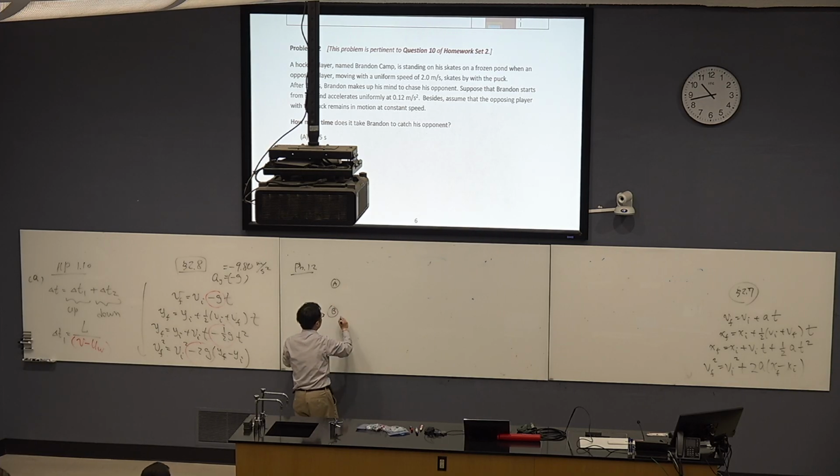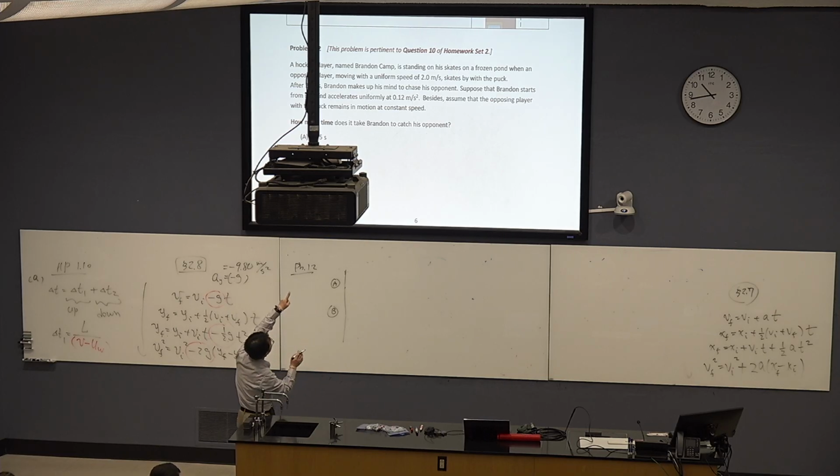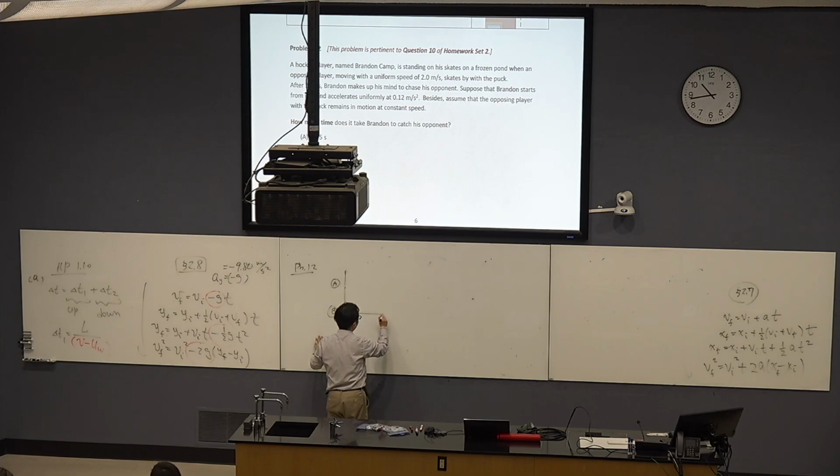Okay, so that's the major character, and B is the opponent here. First, they met at some location. After they met, person B continues to travel with a uniform speed. Uniform means constant. When you see the keyword uniform, that means constant speed. Person B will continue to travel with a constant speed here.